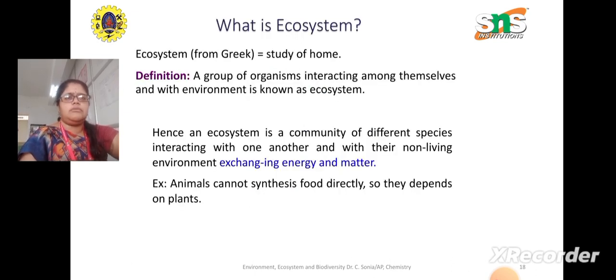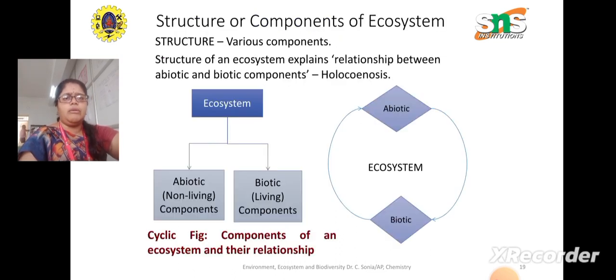So what is an ecosystem? Ecosystem is actually a Greek word, meaning the study of home. So how is it defined? A group of organisms interacting among themselves and with the environment is known as the ecosystem. Hence, you can define the ecosystem as a community of different species interacting with one another and with their non-living environment. They exchange energy and matter according to their needs. For example, animals cannot prepare their own food, so they are dependent on plants or other animals. Animals cannot synthesize food directly, so they depend on plants.